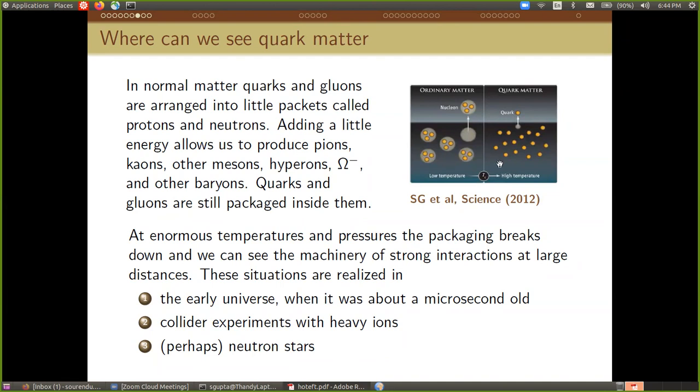But if you increase the temperature somewhat more, okay, at some temperature, the packaging breaks down and we can see this kind of quark matter. No hadrons anymore, but just quarks and gluons. Okay. And so what we are seeing then is that the strong interactions, the machinery of the strong interactions, you can see only if you look inside hadrons with fine enough probes, you'll see that at large distances.